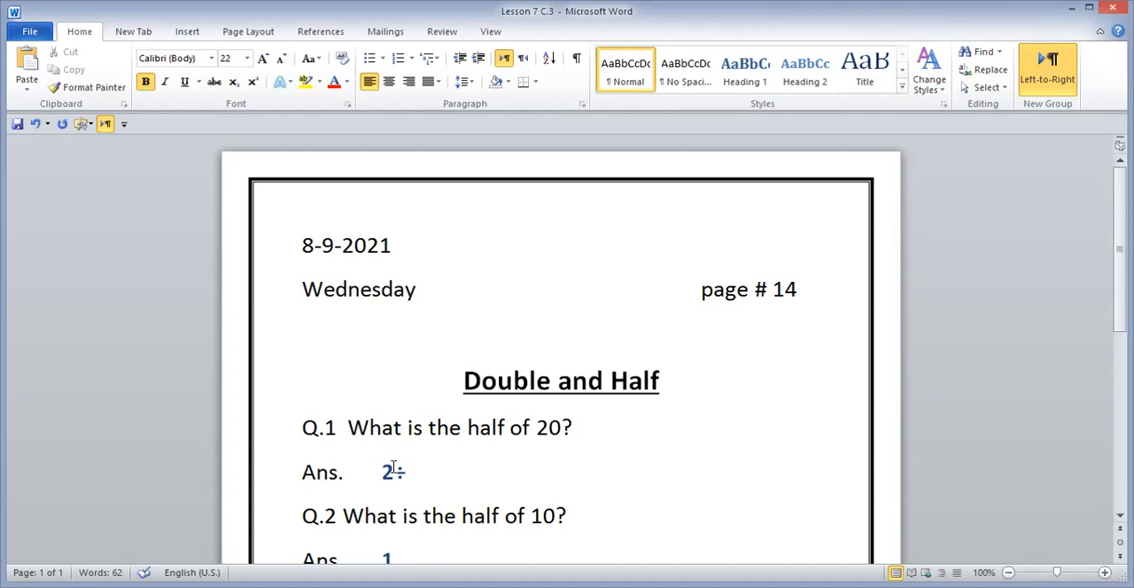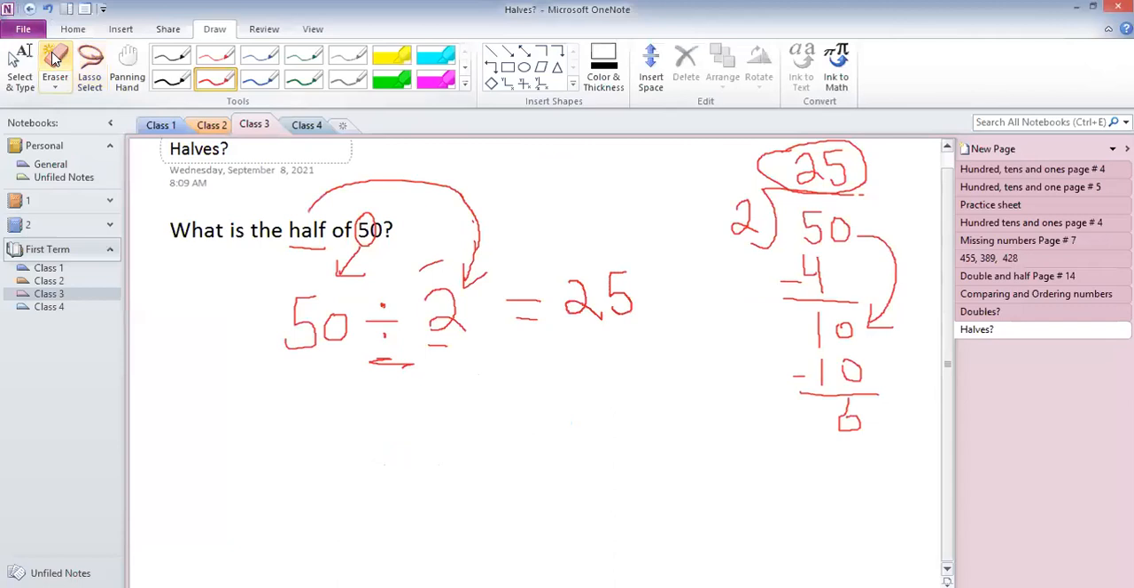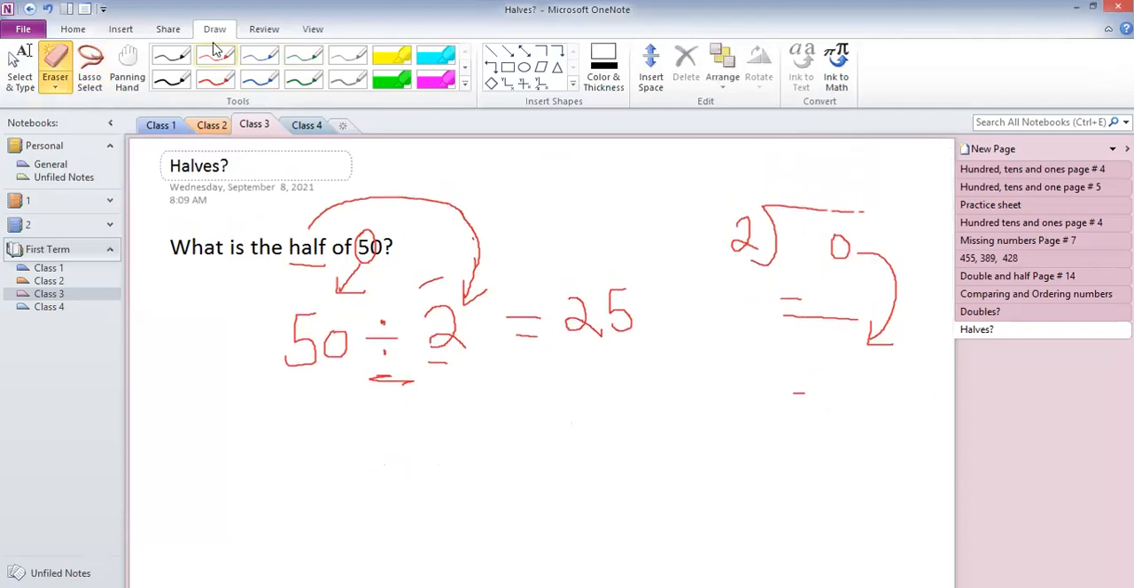So you will write 20 divided by 2. 20 divided by 2, guys. How will you divide 20 by 2? I will show here. This is 20 divided by 2. So 2 multiplied by what will give me 2? 1. 2 by 1 is 2.